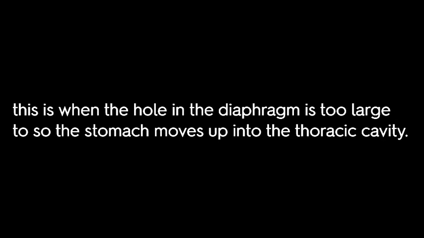What happens in a hiatal hernia? This is when the hole in the diaphragm is too large, so the stomach moves up into the thoracic cavity. What is the main cause of hiatal hernia? A large abdomen.